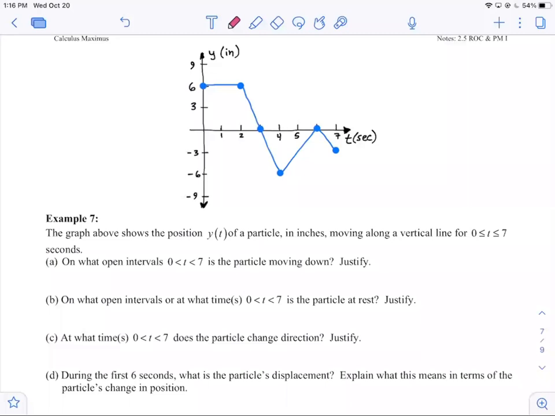All right, example 7. Let's take a look at this. The graph above shows the position of the particle. So like the previous problem, we have position, but unlike the previous problem, now we have a graph instead of an equation, right? And it's y of t moving on a vertical line. Well, that's different too. So instead of going left, right, it's going up, down, and we have units of inches against time in seconds. So instead of feet per second, we have inches per second.